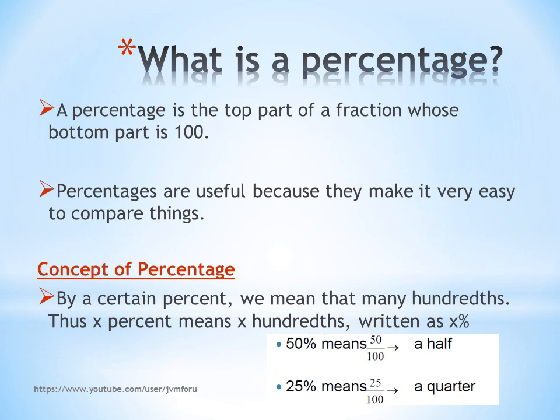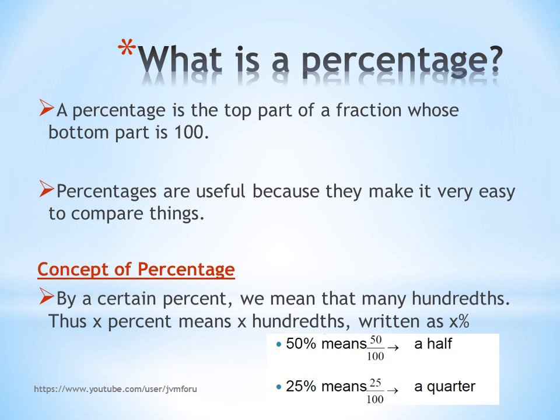Before getting into the topic, we just want to know what is meant by percentage. Percentage is the top part of a fraction whose bottom part is 100. Whatever divisor and dividend we have, we have to take it as a part of 100. We need to convert that as a part of 100, so that we can calculate the percentage.